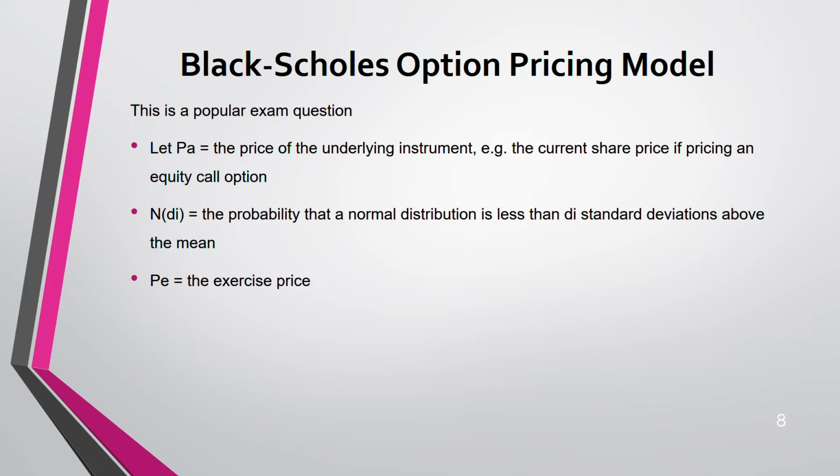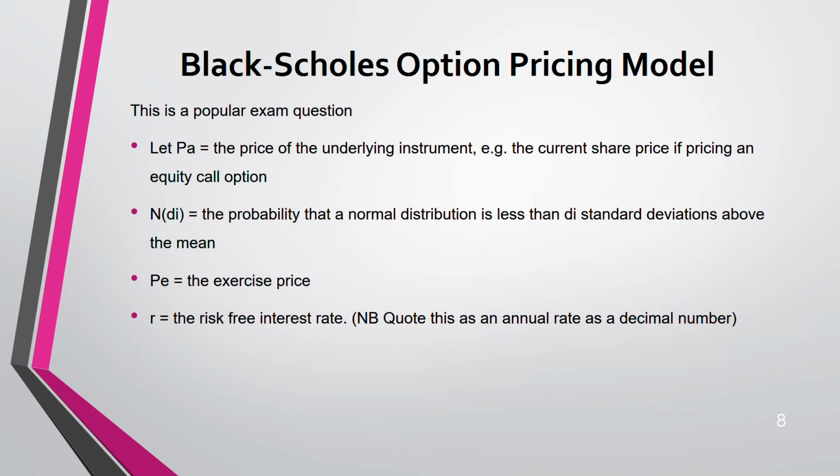PE, the exercise price, which will be given. R, the risk-free interest rate, will be given to you. But remember, they will give it in terms of percentage, 30%, 40%, 5%, 2%. You have to use it as a decimal number. If they say the risk-free interest rate is 7%, it will be 0.07 as a decimal number. You have to use it as a decimal number only.